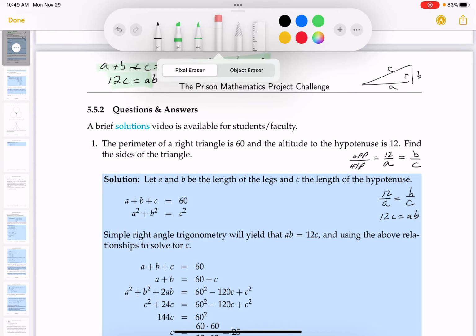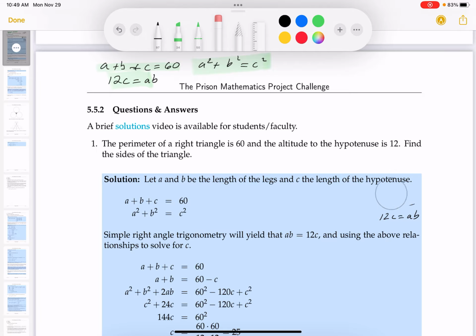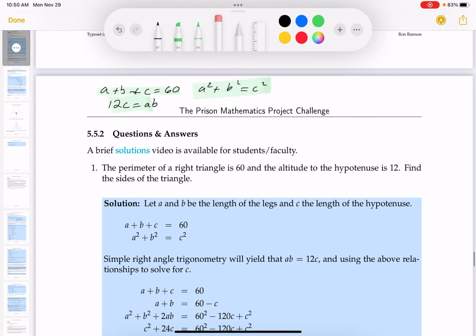Let me get my eraser out. I think I'm done with all that business over there. All right, I got these three relationships down. Now, the question is, there's three equations, three unknowns. What they want me to do is find the sides. All right? So I gotta work on these things.